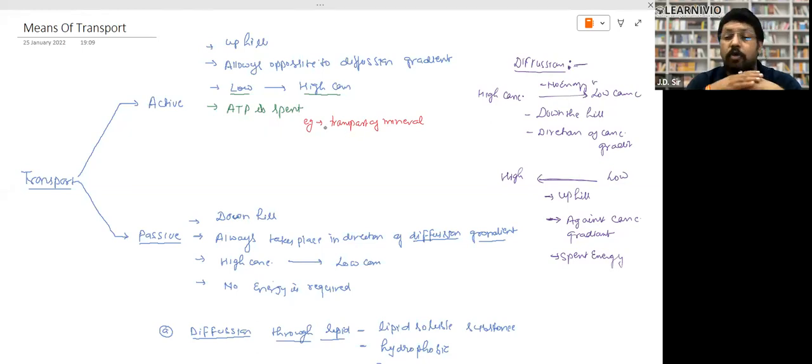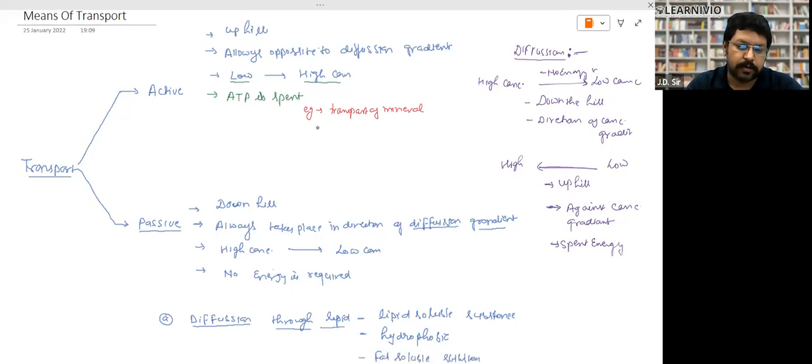So transport of minerals from soil to root is always active transport. Why? Because the root always has more concentration of certain minerals than the soil, but still it requires more minerals, so it will always be active transport. Clear? Active and passive transport. Yes, sir. Yes. Great.